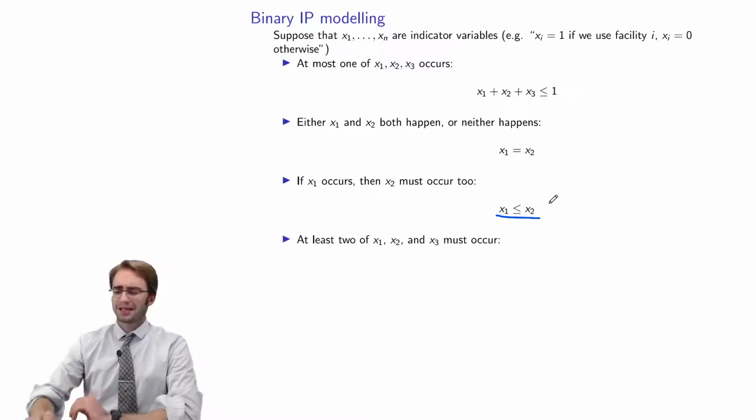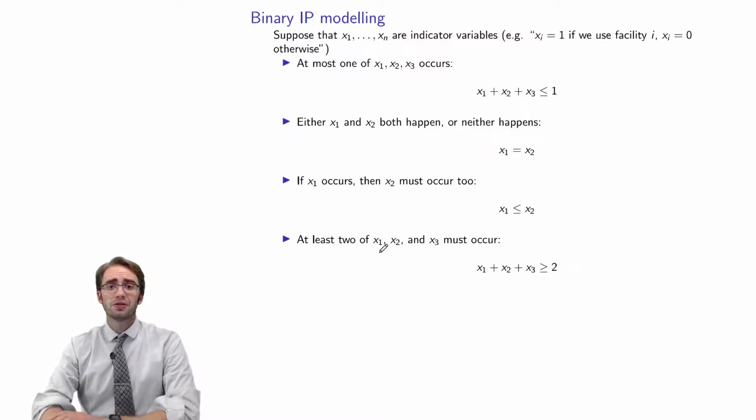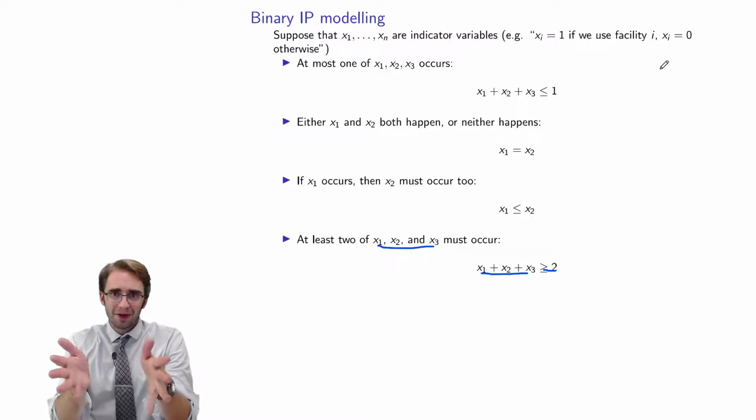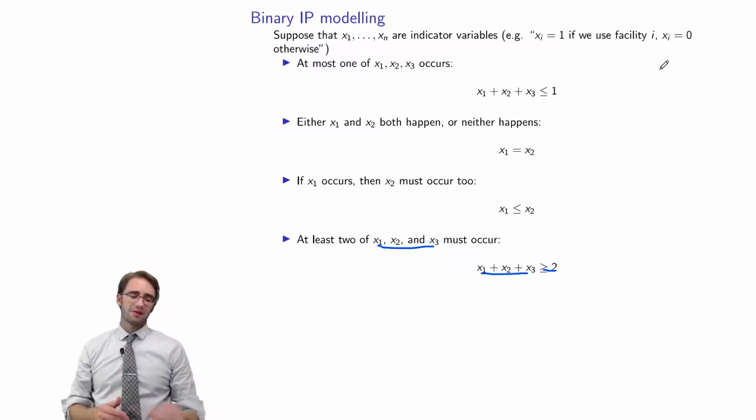Okay, this last example here is basically the same as the first example. At least 2 of x1, x2, and x3 must occur. These x's have to sum to something greater than or equal to 2. Now, it's natural at this moment to look at these examples and say, is there a broader system here? Is there a general rule set for how I can take any kind of logical sentence and write a system of equations or inequalities?